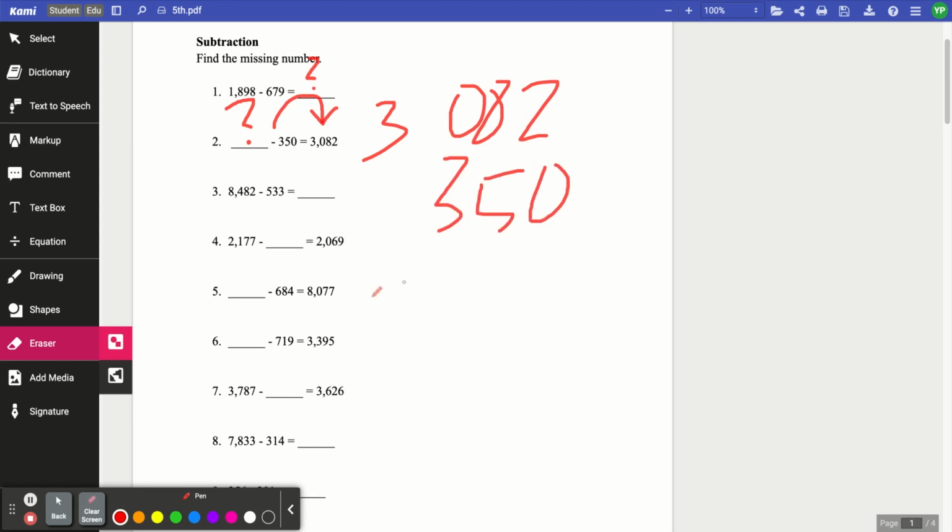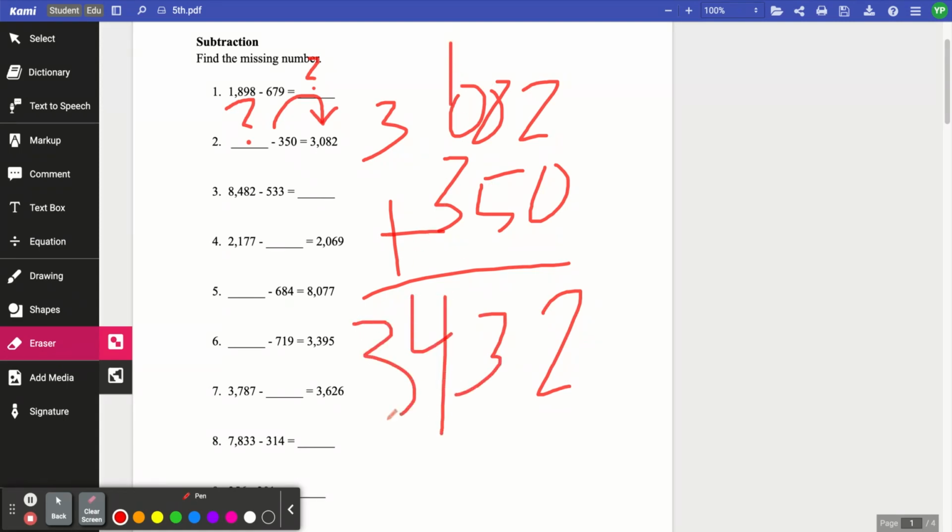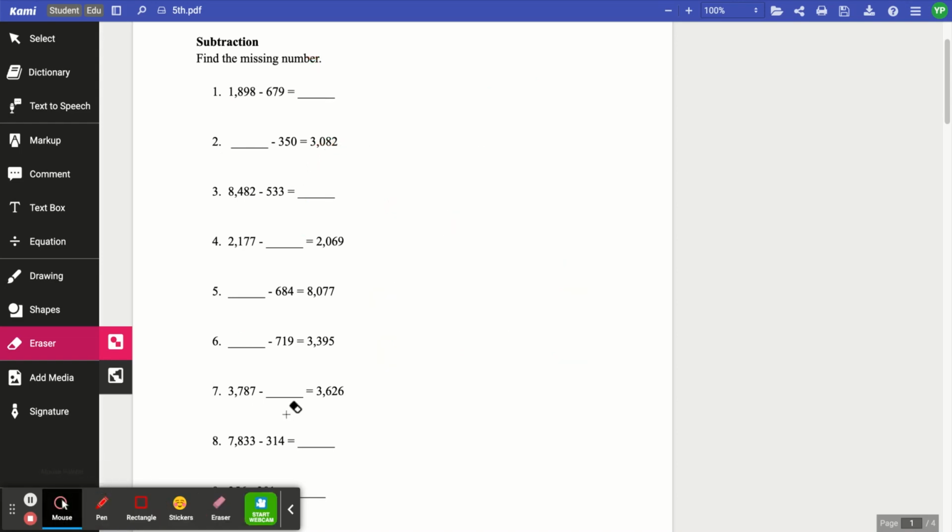Since you have to find that, you just add the 350 to 3082. So 2 plus 0 equals 2, 8 plus 5 equals 13, carry the 1, 4, 3. So the answer is 3,432. And if you check for yourself, 3,432 minus 350 will equal 3,082. You guys can check that by yourself.